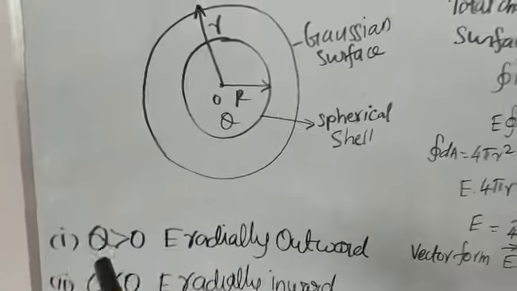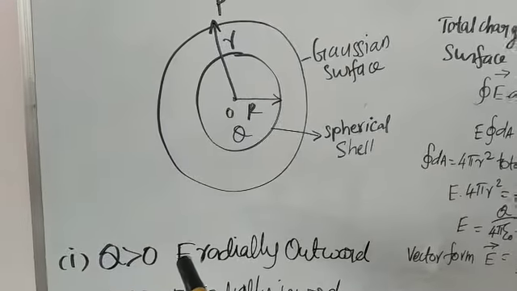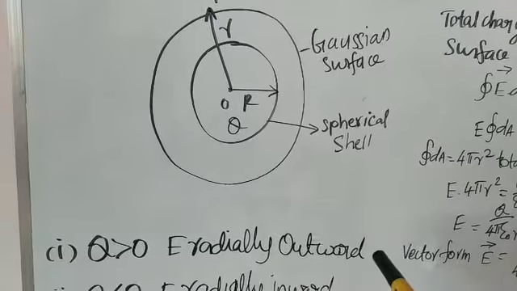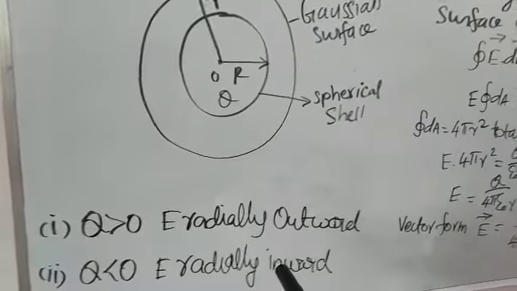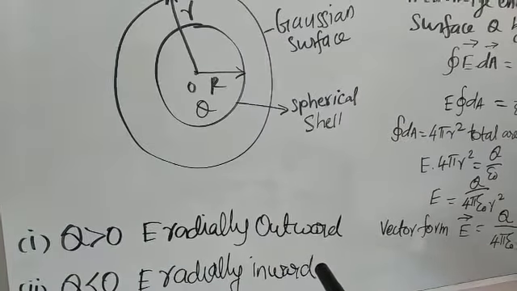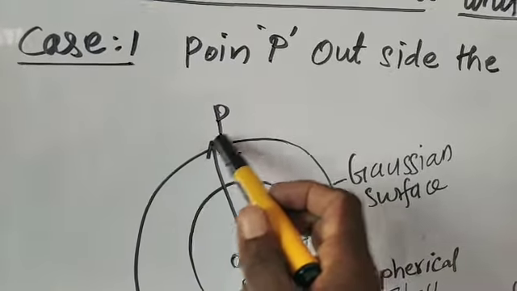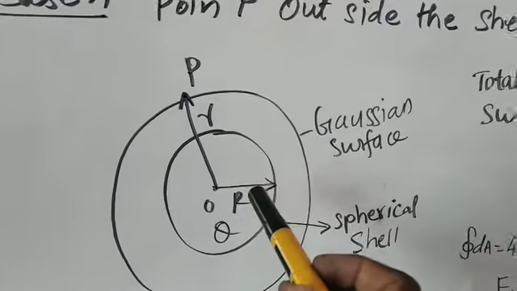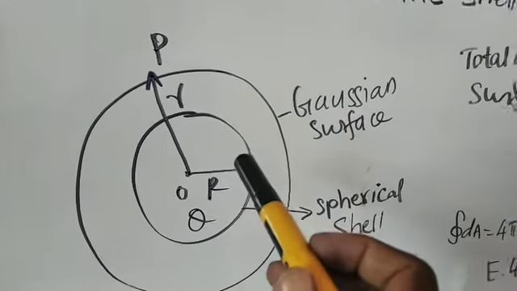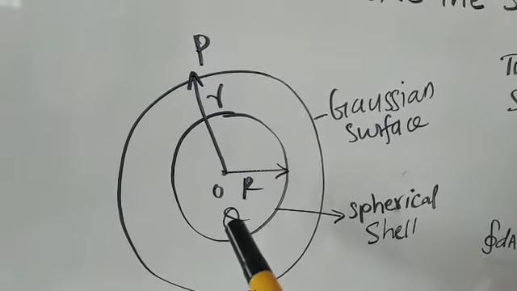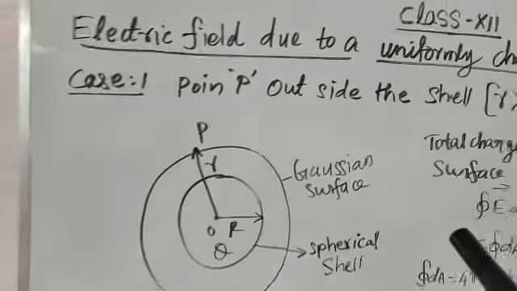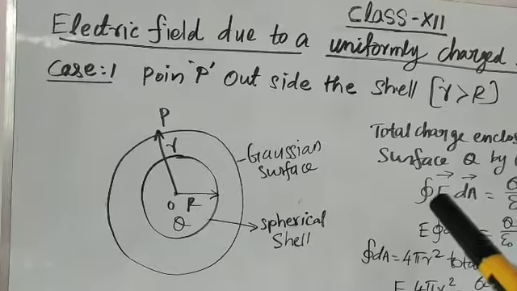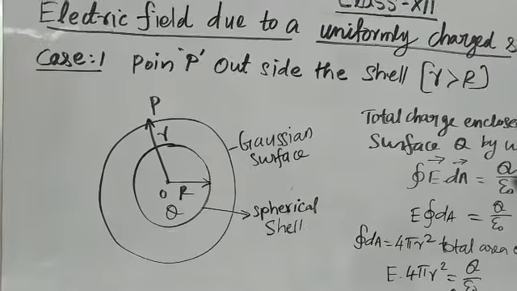Here Q is charge. If Q is greater than 0, the electric field E acts radially outward from the spherical shell. If Q is less than 0, the electric field E acts radially inward toward the spherical shell. So the electric field at a point P outside the spherical shell is the same as if the charge Q were concentrated at the center of the spherical shell. So this is the electric field at a point P due to a uniformly charged spherical shell.